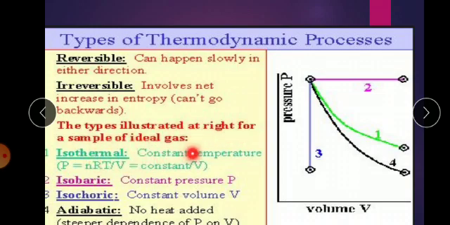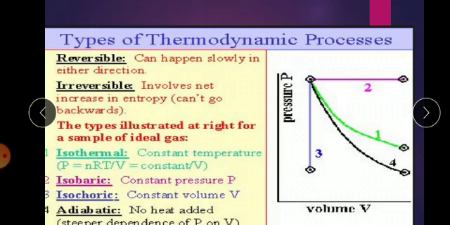One more thing, isothermal process. Here the temperature is constant. Thermal means temperature. Isobaric process: here the pressure is constant. And isochoric process: constant volume. Adiabatic process: no heat is added, no exchange of heat. And the last one, cyclic process. Now we are going to discuss these types of thermodynamic process.